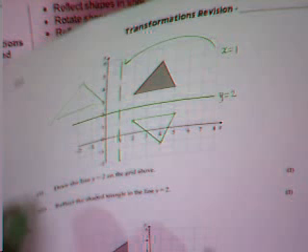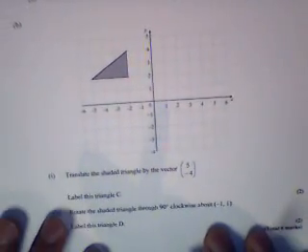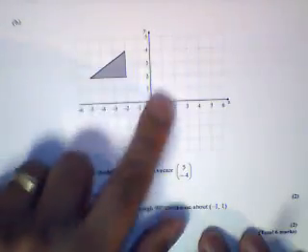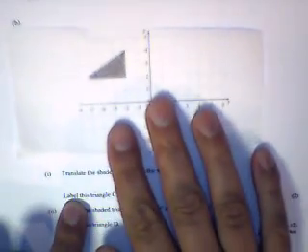So, let's look at the next thing that we need to look at. The next thing here is rotate shapes about the origin. Well, the origin, straight away, let's note down what the origin is. The origin is 0, 0. That is the origin. Okay, the origin is 0, 0. So, if we look at the next example here that we've got.